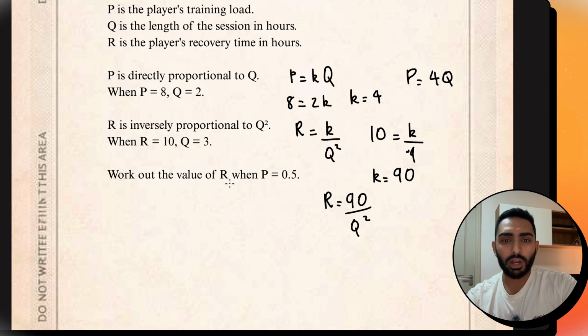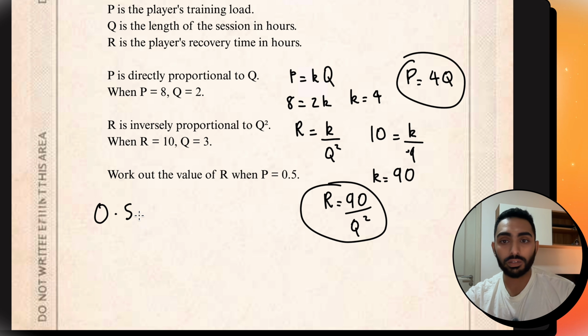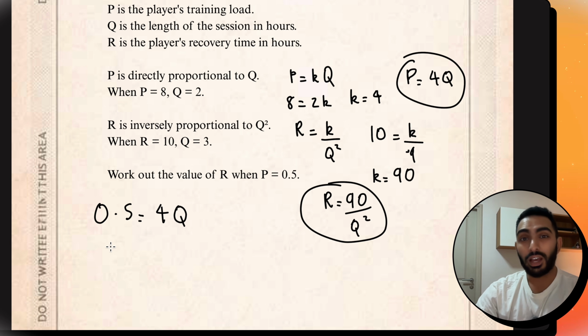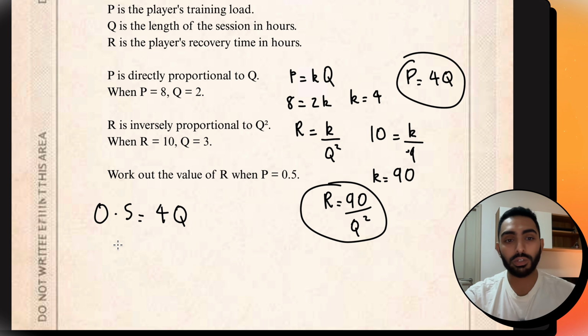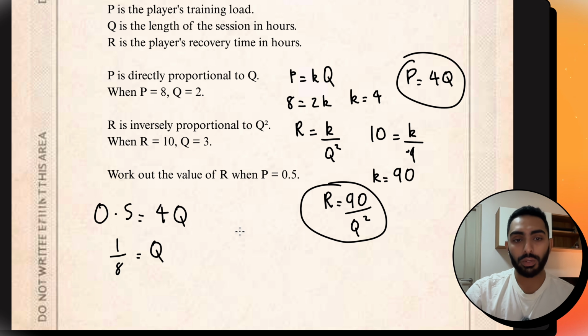Work out the value of R when P is 0.5. We know P goes over here, and we've already got the equation. I've got that equation, and I've got that equation. We're substituting 0.5 equals 4Q. Q is being multiplied by 4, so I need to divide by 4. 0.5 divided by 4. Half it twice, it'd be an eighth. Or you could write it as 0.125. I think I'd just write it as an eighth is equal to Q, because it'll be easier to work with as a fraction.